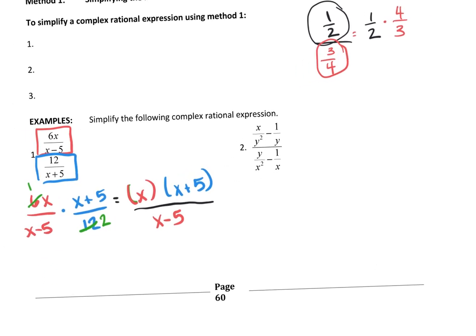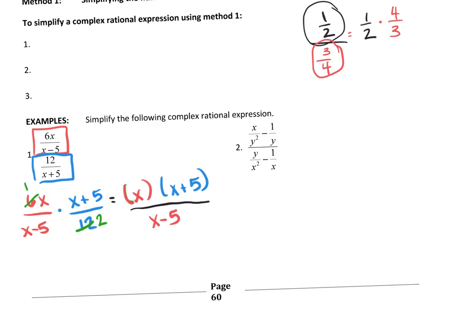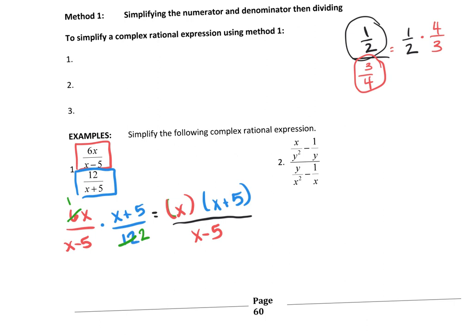So let's look at the next example. It looks a little more complicated, but it's really not. First step here, and this is the first step we're going to write, is before we can do anything with this, we need to go ahead and get a common denominator for the top and get a common denominator for the bottom. And what that means is we're going to simplify the numerator and the denominator first.